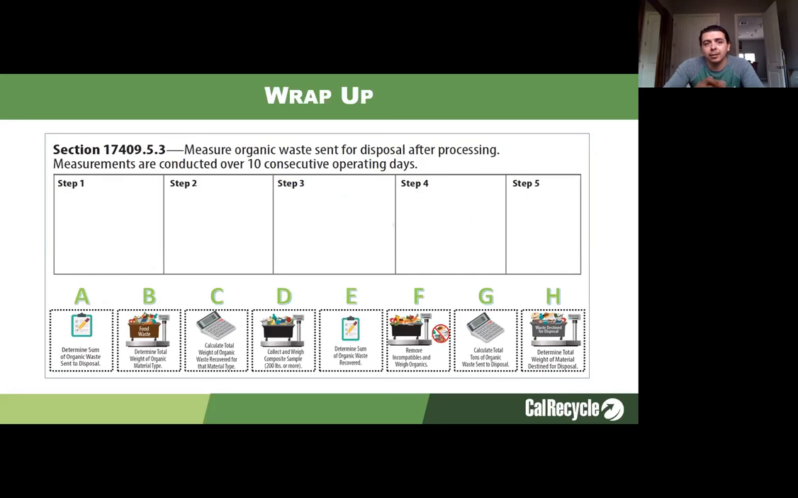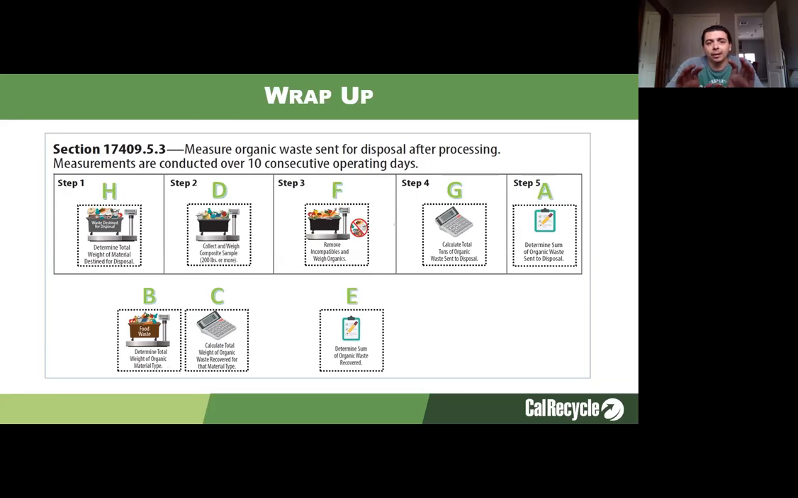So next question, same kind of thing, except you're focusing on organic waste in material sent for disposal. So 17409.5.3. So in this case, any references to organic waste recovery would not apply. So let's go ahead and look at the answer.